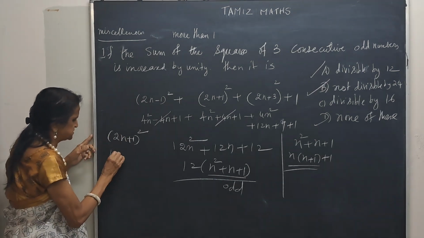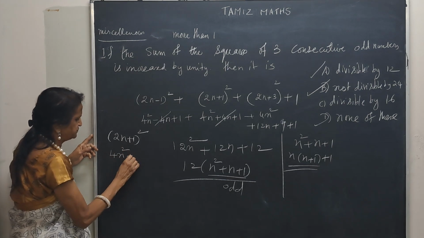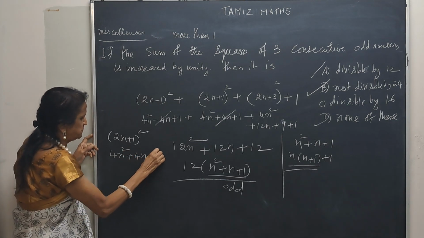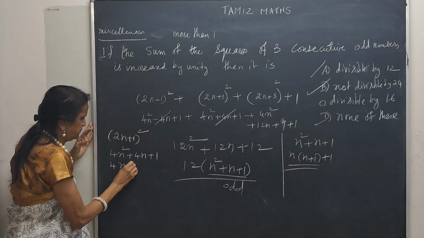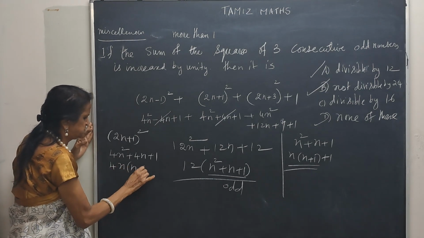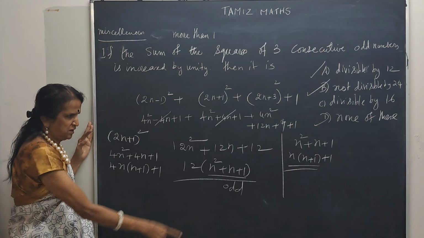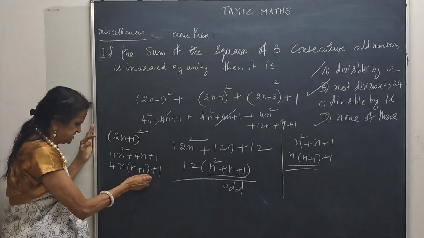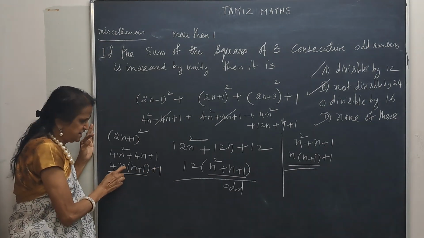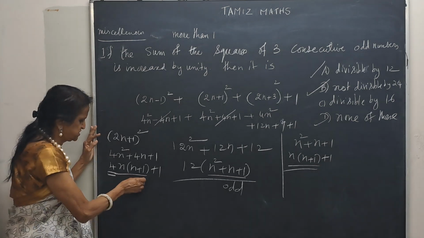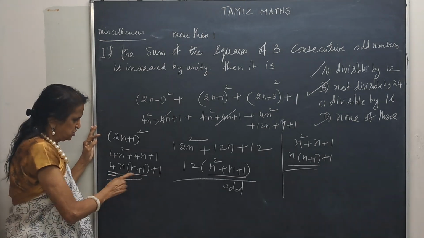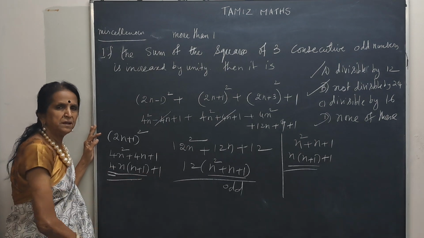For example, this is 4n square plus 4n plus 1. Take 4 outside. N square plus n is n into n plus 1, plus 1. Hooray! What I thought there, you're going to get the same here. This is divisible by 4. N into n plus 1, the product of two consecutive integers, is even. So this is divisible by 8, plus 1. So when you divide this by 8, the remainder will be 1.